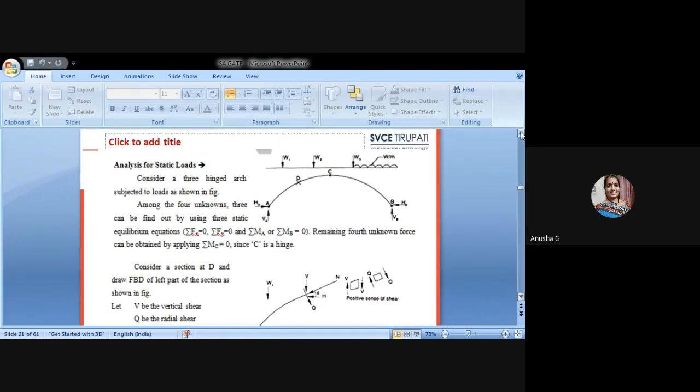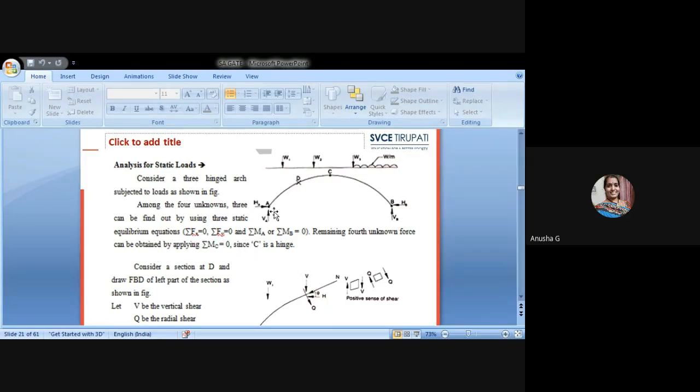Now we'll see the simple analysis of the static loads. For a simple problem, we have to consider a three-hinged arch, but the load acting is two point loads, three point loads, and one UDL. Here we are considering a three-hinged arch subjected to a load as shown in the figure. Among the four unknowns, three can be found by using the three static equilibrium equations, which we already know: sigma Fx, sigma Fy, and sigma M equal to 0. The fourth unknown force can be obtained by applying sigma Mc equal to 0.